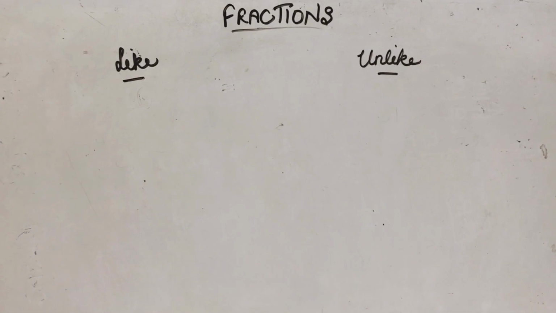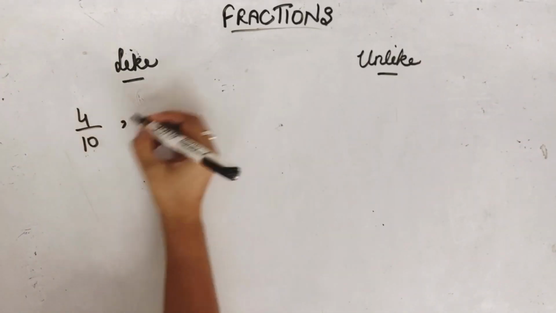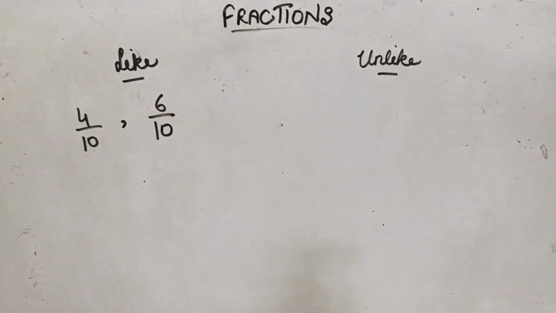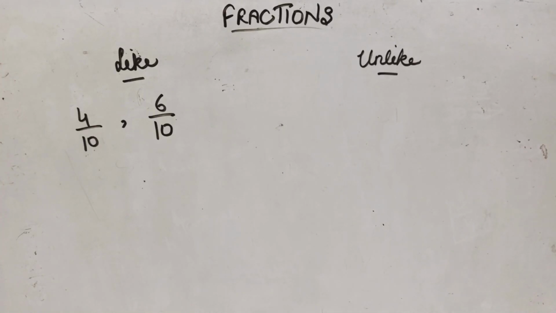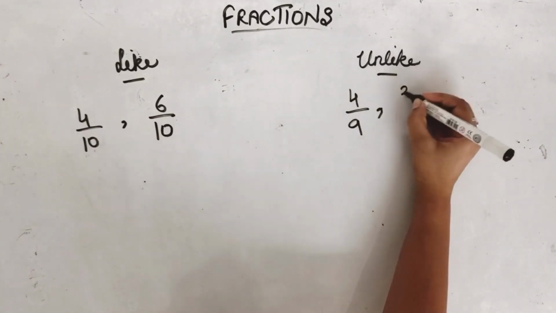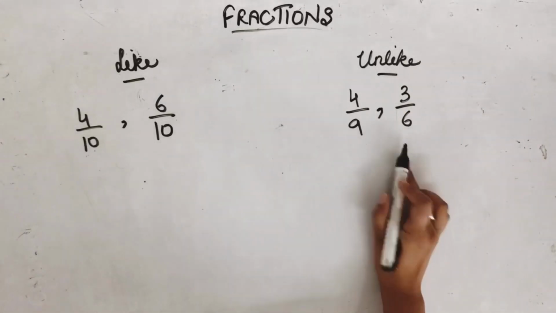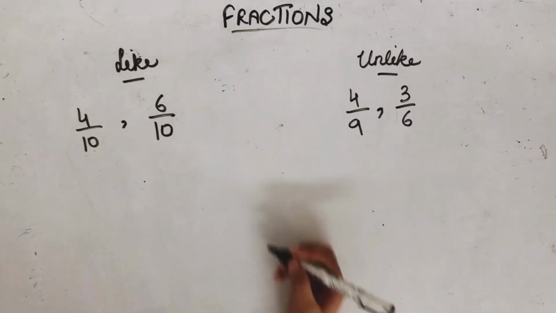Like fractions and unlike fractions. Now like fractions are those fractions whose denominators are same, like 4 by 10, 6 by 10. Their denominators are same, so these fractions are known as like fractions. Unlike fractions, like 4 by 9, 3 by 6. In these two fractions, denominators are different. So these fractions are unlike fractions.